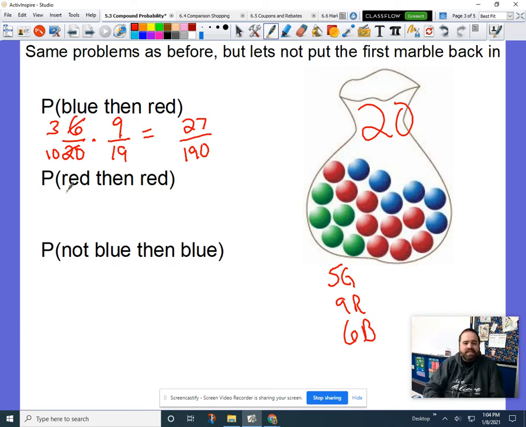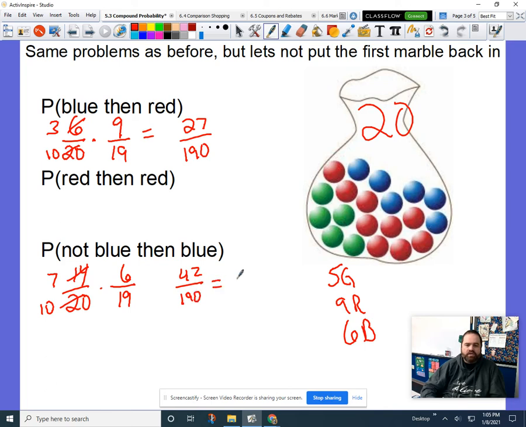Okay, I want to skip the double red and come back to it because that one's a little bit different in and of itself. So let's do the not blue. So we're going to reach in and pull out a not blue, which there's 14 of those. Now I want to reach in and pull out the blue that I skipped the first time. So again, there's 19 marbles that second time around. I hope that makes sense. You're not putting the first one back. So then when I reach in and pull out my blue, 6 out of 20 on that, 6 out of 19 on that one. Reduce before I multiply. So that is 42 over 190. That'll reduce again because they're both even. 21 out of 95.